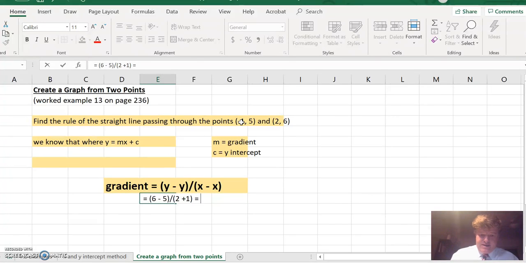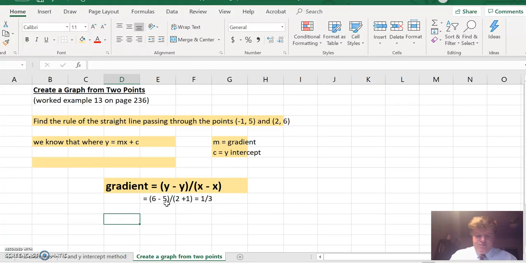So let's calculate those different terms. 6 minus 5 is going to be 1, divided by 3. So the gradient is going to be 1/3. Now we know the rule equals y equals mx plus c, and we've now worked out what the gradient equals. So y equals a third x plus c.